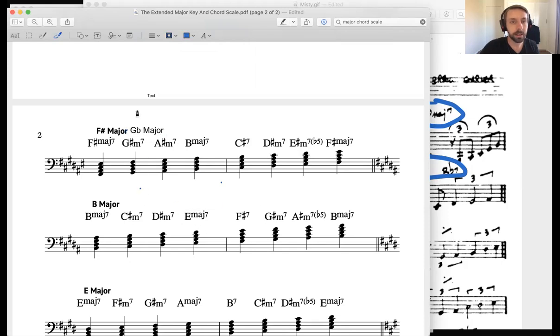So this one, if I do this, I can treat this as A flat minor 7.